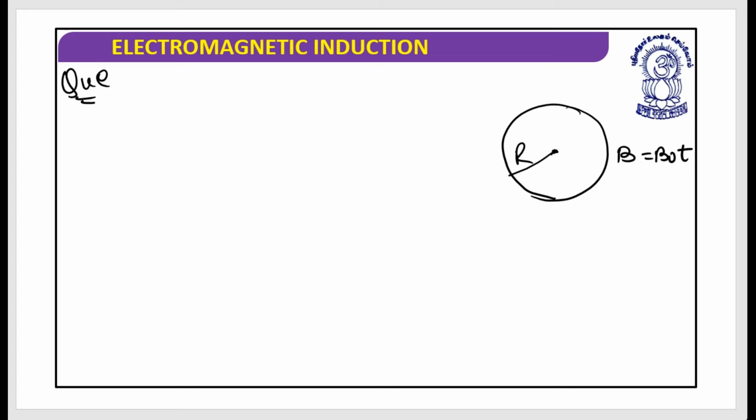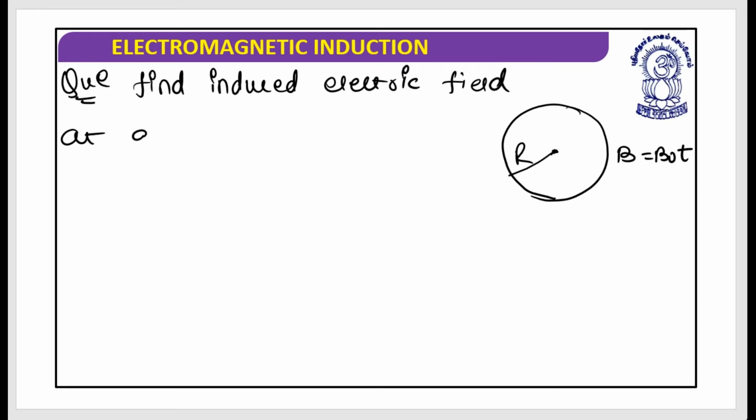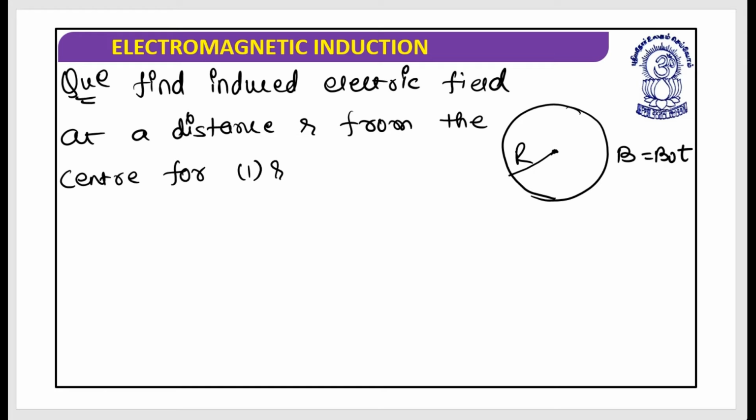What you need to find out is the induced electric field at a distance r from the center, first for r less than R, and second for r greater than R. You need to find this induced electric field for this region, and in this region the magnetic field is given as B equals B naught t. It is changing with respect to time.